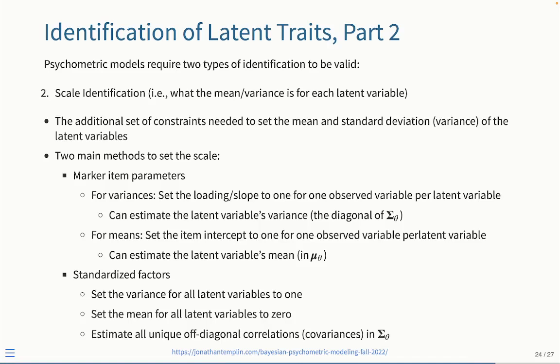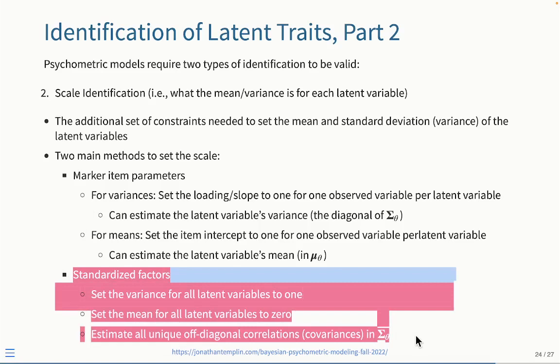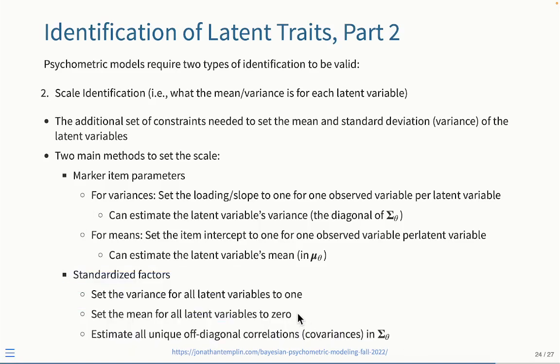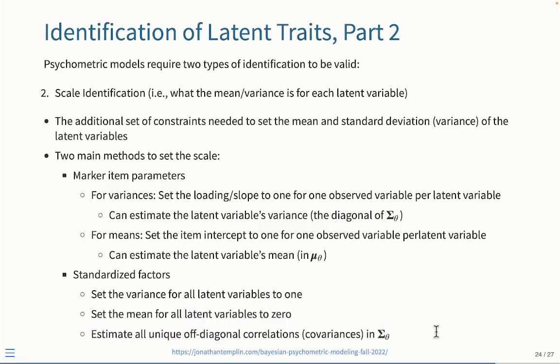The other type of identification in a latent variable model is scale identification. Basically, what the mean and variance is for each latent variable. Now, I will talk more at length about this next week in the next set of lectures when we start coding what we're talking about here. But basically, there are two broad sets of this scale identification. One is to fix the values of the means and the variances. That's called standardized factors. So we set all the means equal to 0, we set all the variances equal to 1, and we estimate all unique off-diagonal correlations in the covariance matrix.